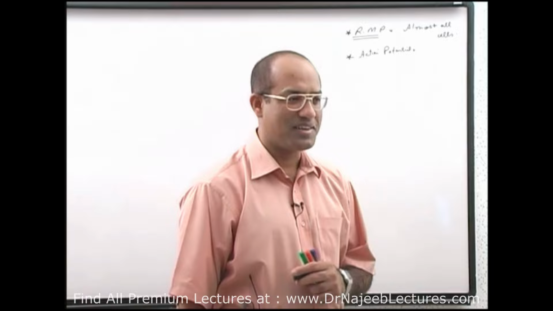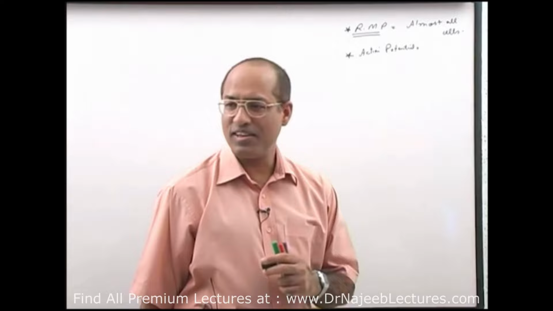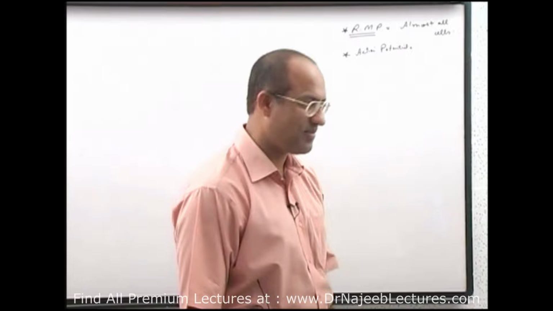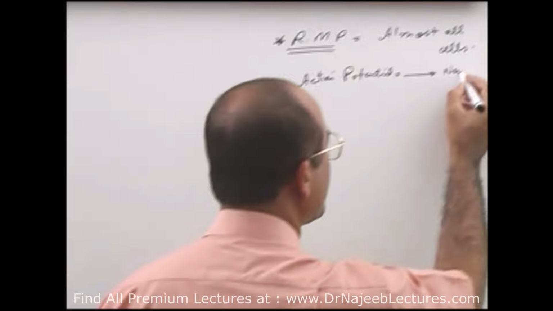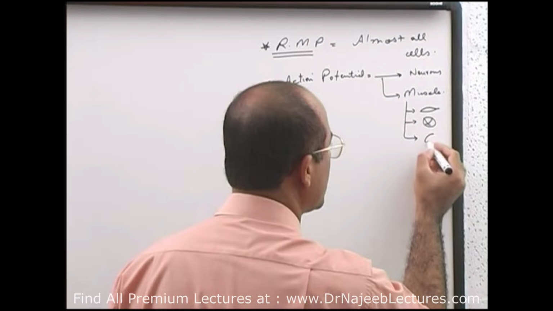Dr. Isma is saying that action potential is present in all the cells. It is absolutely wrong. Put a big cross on this answer. Is it skeletal and cardiac? Yes, Mustafa is eventually right. Action potential is present in neurons and muscles. Action potential is produced in the neurons and muscle cells. This may be smooth muscle, or cardiac muscle, or skeletal muscle.